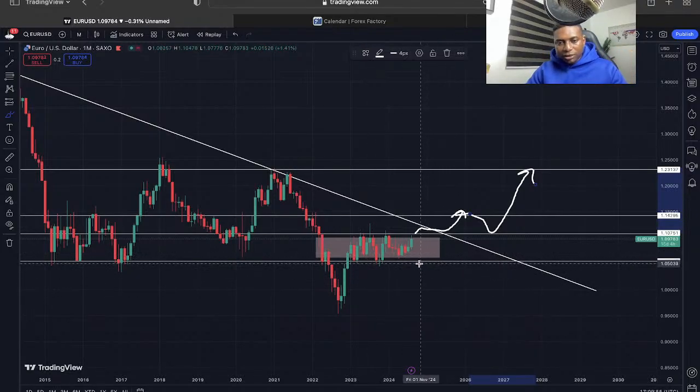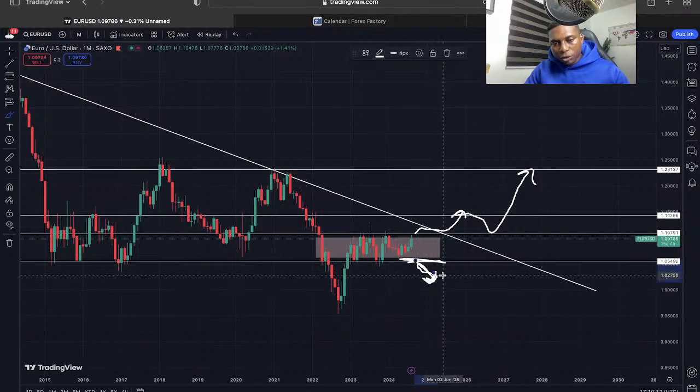On the other end, if Euro USD price drops below this level here, we might just be seeing more of a drop. Okay, we might just be seeing more of a drop here. All right, yeah.